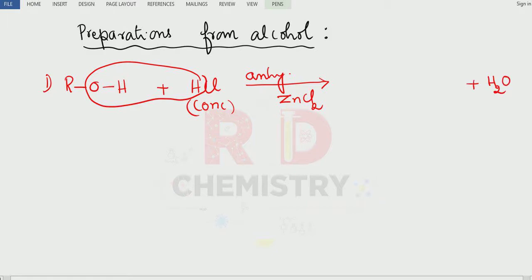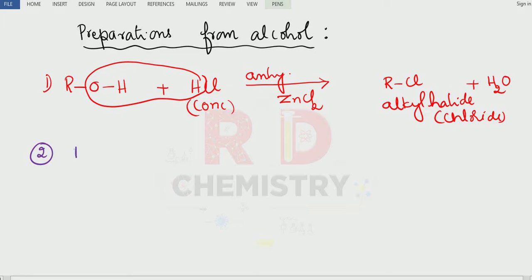And then we get RCl. What is RCl? RCl stands for alkyl halide. In this case, the halide is chloride, so we are going to get alkyl chloride. Use concentrated hydrochloric acid and anhydrous zinc chloride. Clear?